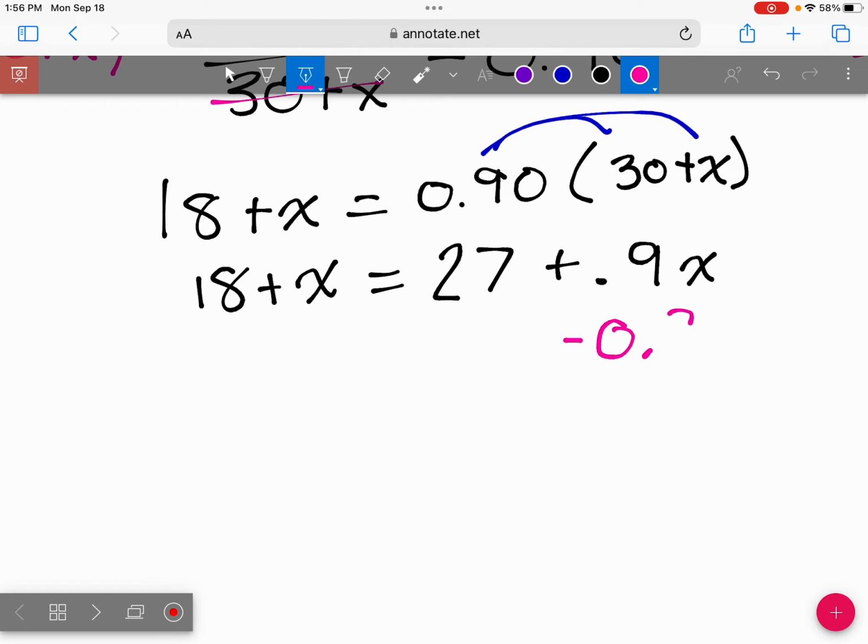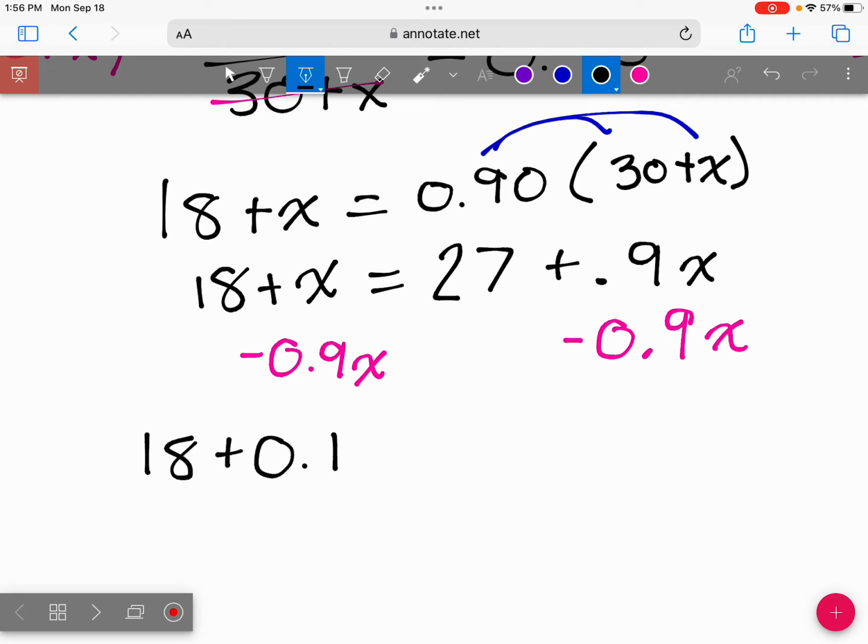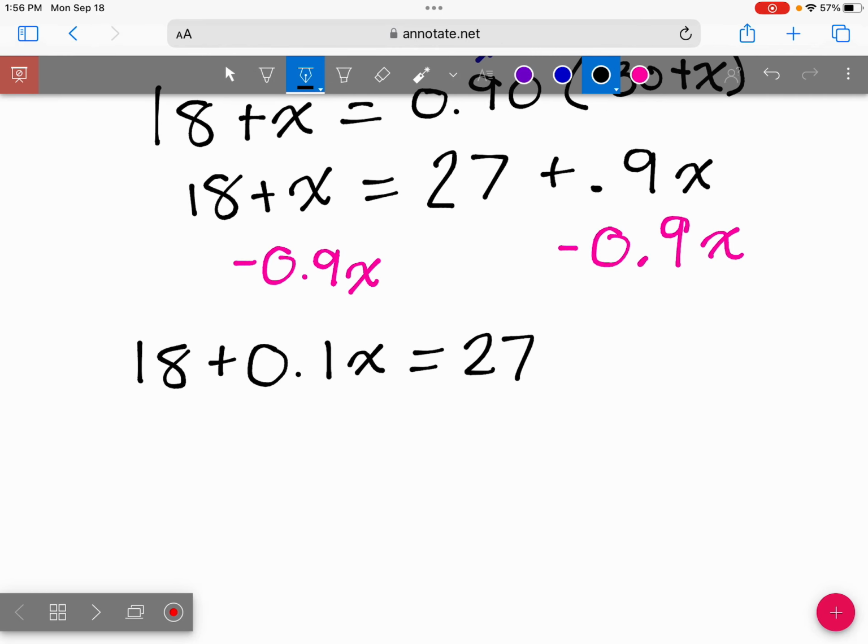Minus 0.9x from both sides. So I have 18 plus what? 0.1x equals 27. Subtract the 18. Brianna, you are rocking it. So we subtract 18 from both sides and we're left with what?